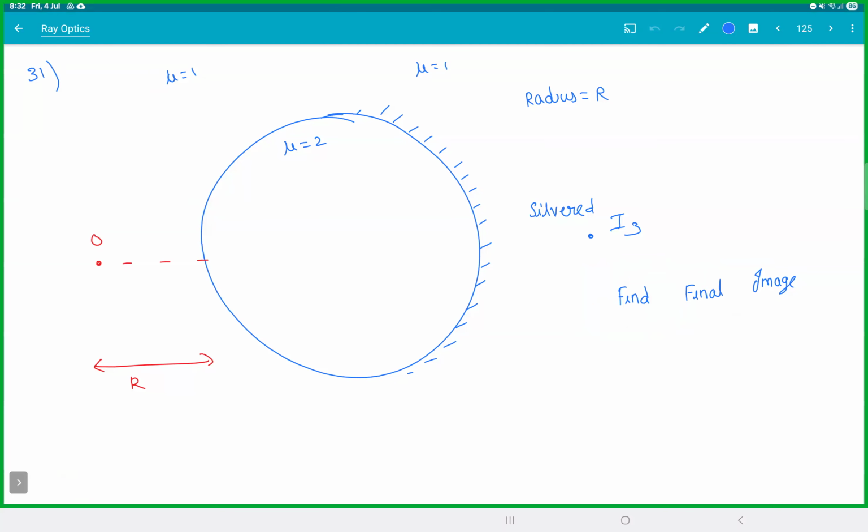Yeah, come on everyone, let's start off. So last time we started with refraction on curved surface. Let's go ahead and do a few more problems on this.